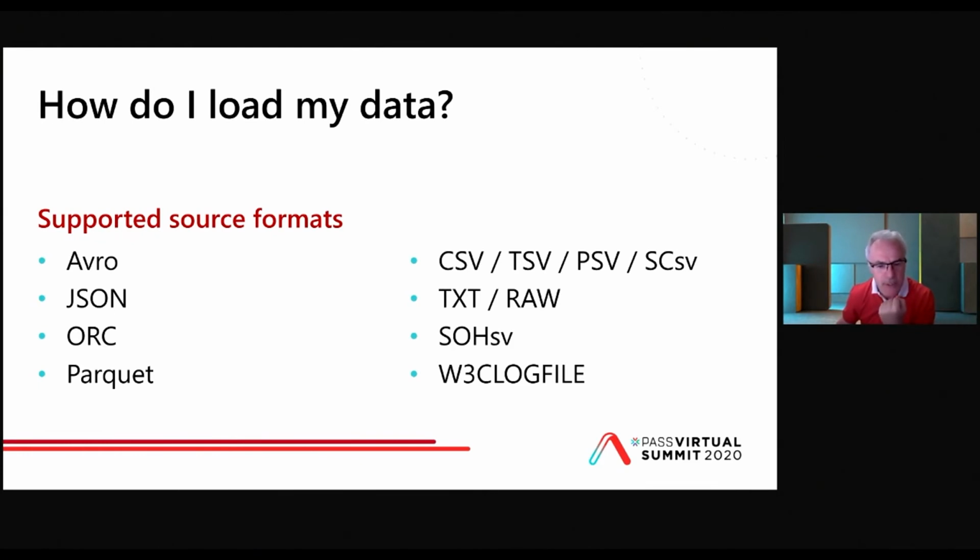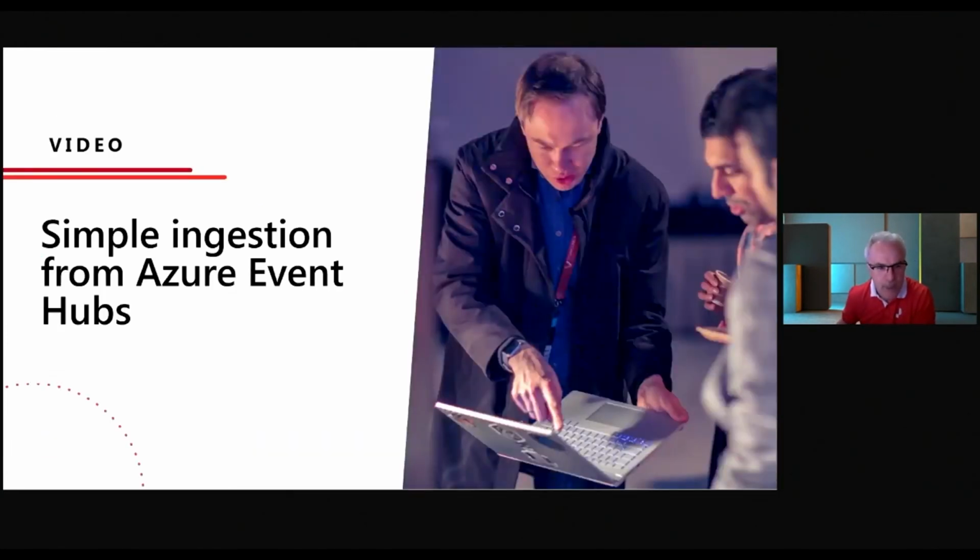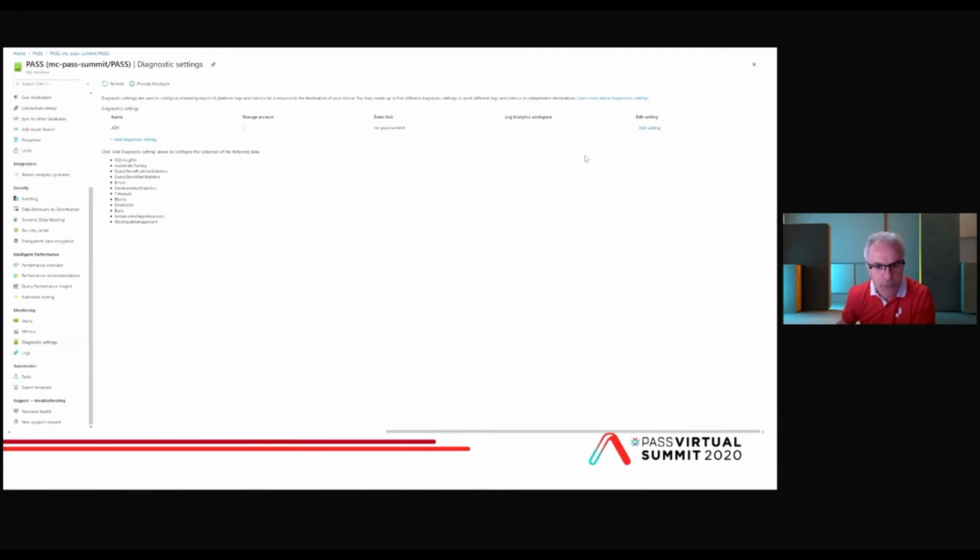From things like JSON, the various text formats, the big data formats like ORC and Parquet. The SOH SV is the native format used by Hive on HDInsight, and the W3C log file format, a standard format there that can pull in. So let's have a look at a simple ingestion process.